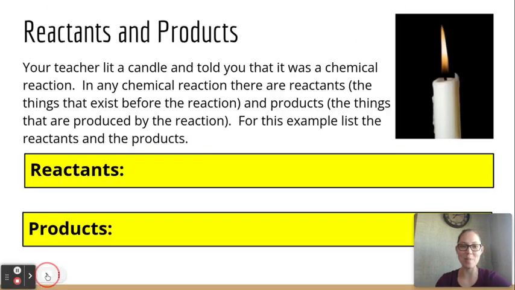All right, welcome back. The candle burning is an example of a chemical reaction. In any chemical reaction, we're going to have two things: reactants and products. Reactants are the things that exist before the reaction took place. And the products are the things that are produced by the reaction.